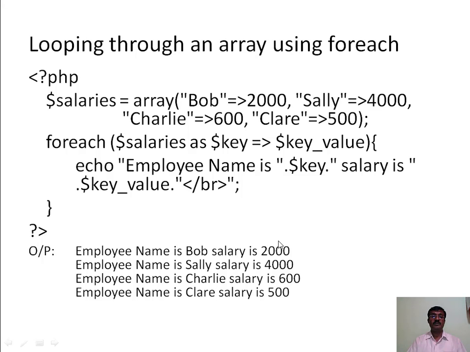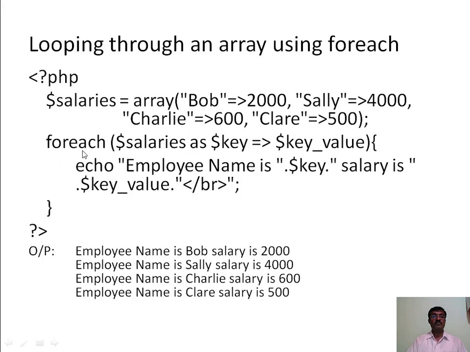Looping through an array using foreach loop. So here I am using a foreach loop. Whatever we have discussed in our earlier example, the same example can also be executed by using a foreach loop. So here also in the first part of the program, I have created one associative array by name salaries. It has got 4 elements.